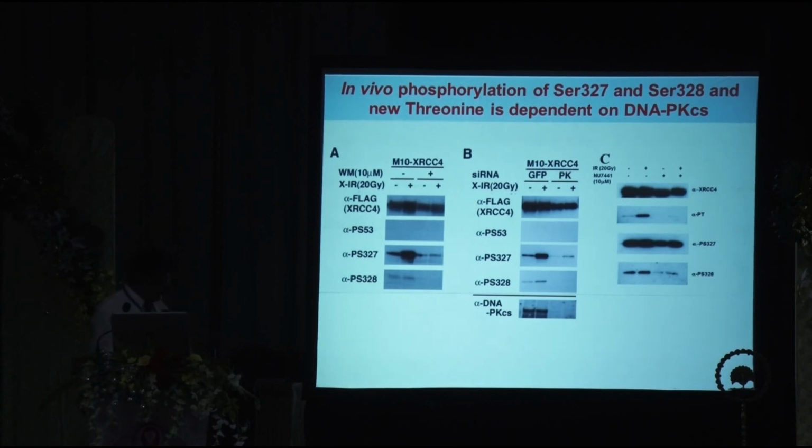In the first panel, we have used wortmannin as a DNA-PK inhibitor. We could see significant diminution of phosphoryl signals in the case of 327, 328, and also in the case of siRNA treatment against DNA-PK, and also NU7441, which is a DNA-PK inhibitor. We could see significant inhibition of phosphoryl signals at all these 3 sites. It means that these sites were dependent on DNA-PK, that these were phosphorylated by DNA-PK.